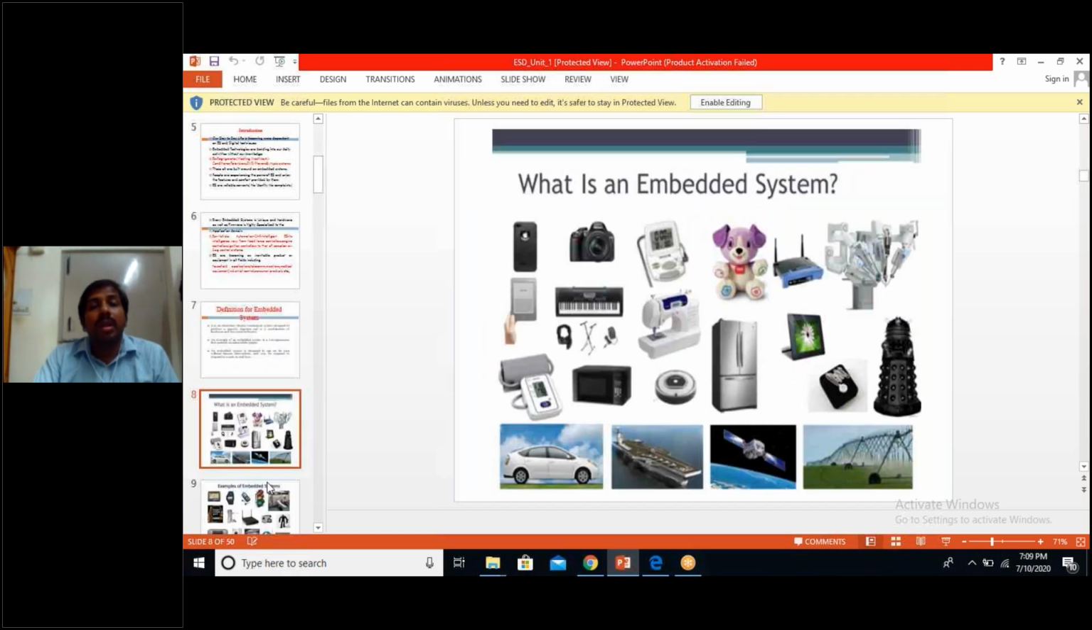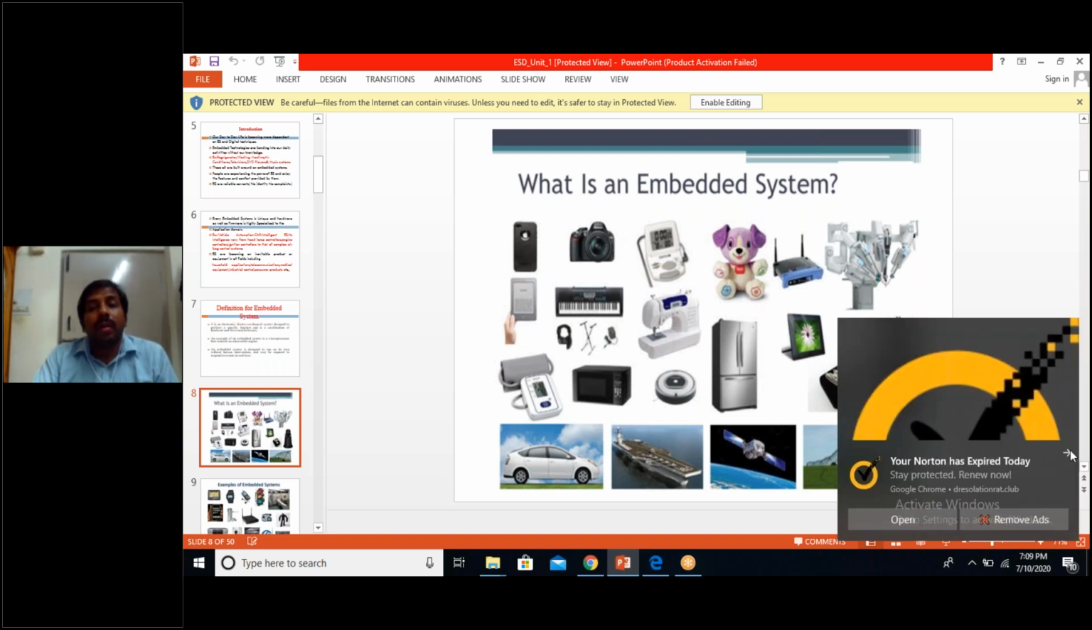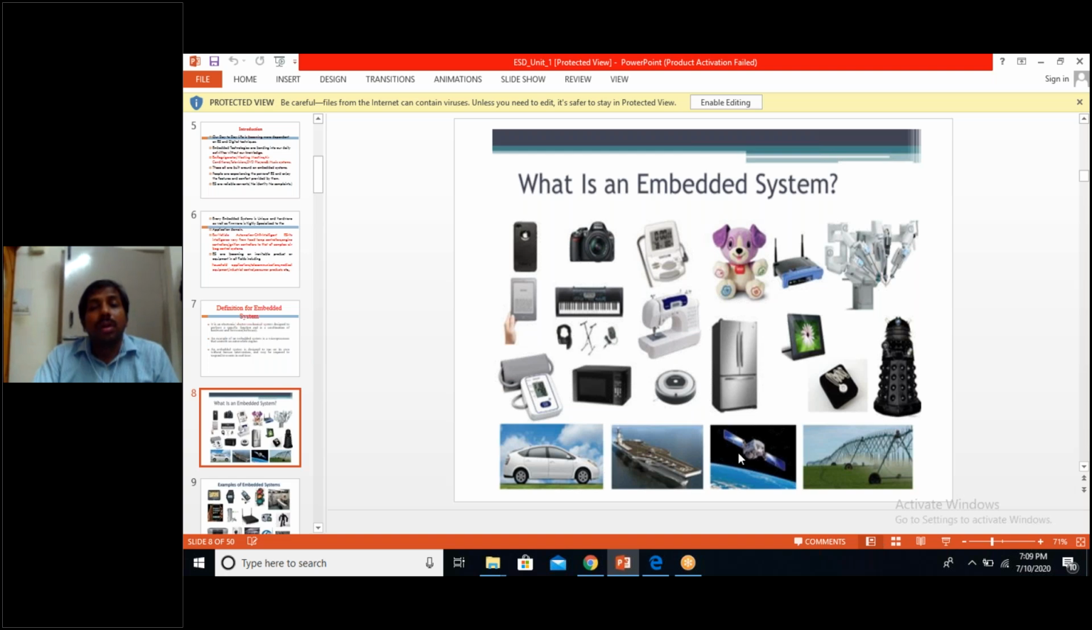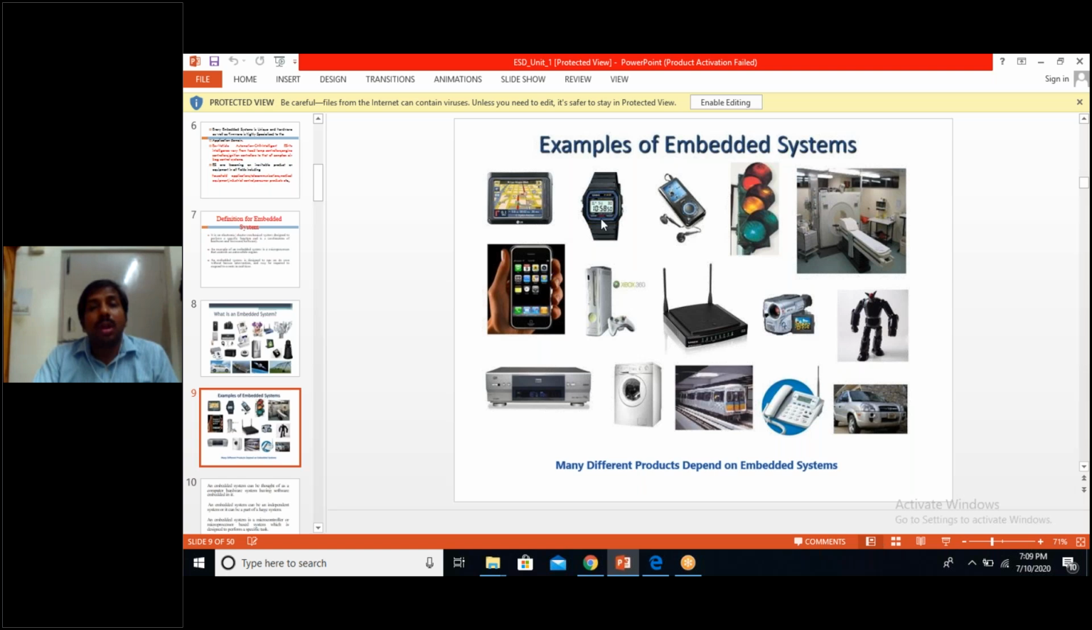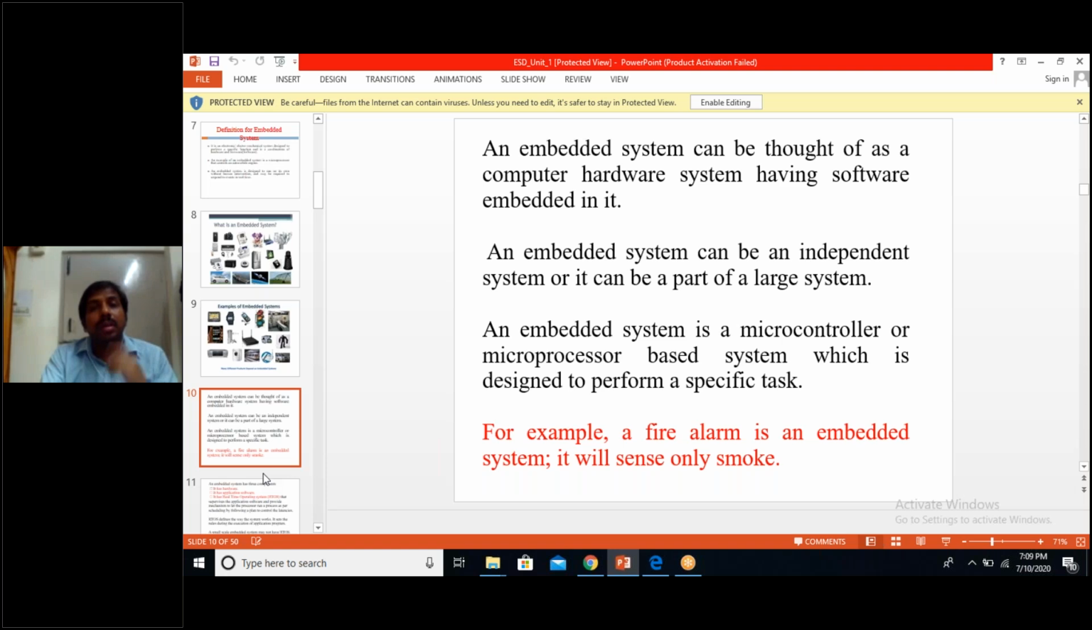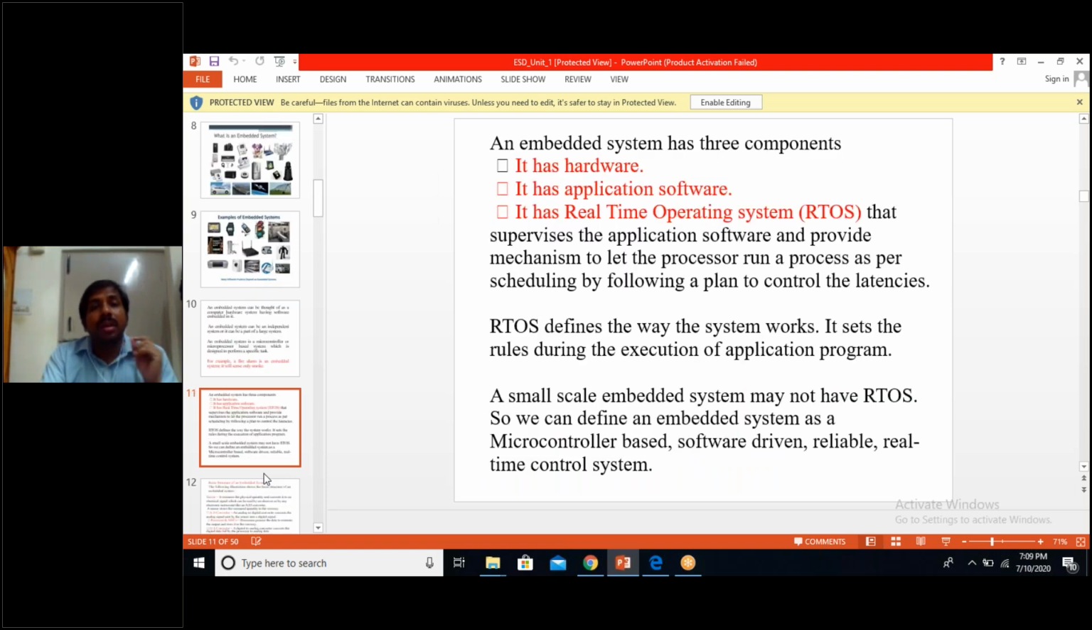These are all examples of an embedded system: your digital piano, digital camera, refrigerator, electronic toy, car, satellite systems, modem, traffic light controller, digital watches, smartphones. Thus an embedded system has three components: hardware, application software, and a real-time OS.